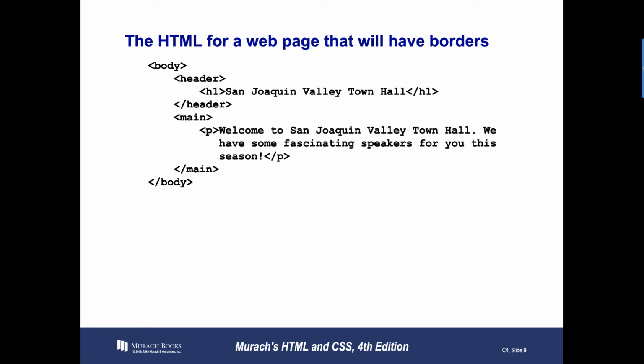Okay. So the HTML for a web page that will have borders. So let me just look. Yeah. So here is some sample HTML markup. It's not a complete HTML document. And you can see it's got a header section, and it's got an H1 in the header. And then in the main content, there's a paragraph. That's it. What a great web page, right?